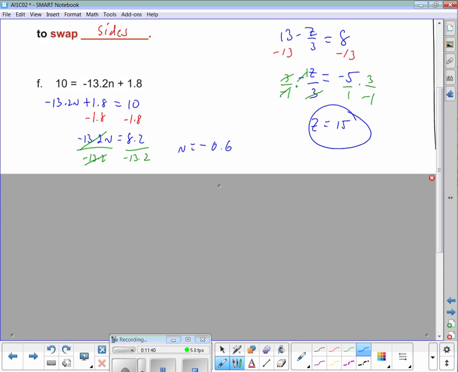What? How would I write that? Does the bar go over the 6 or just the 2-1? Just the repeating part, right? Just the 2-1? So negative 0.621.